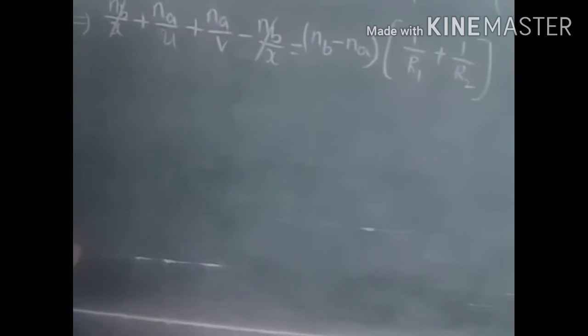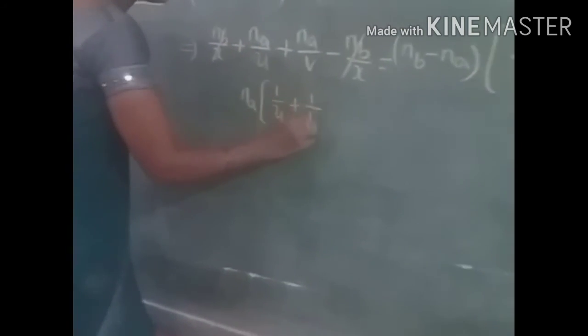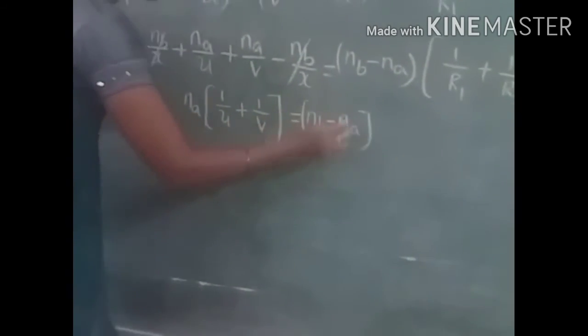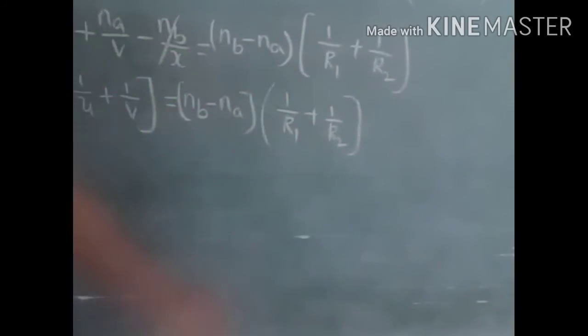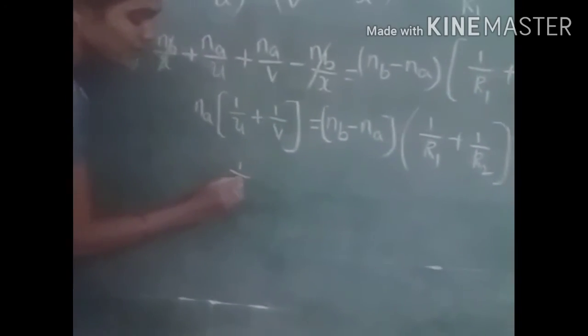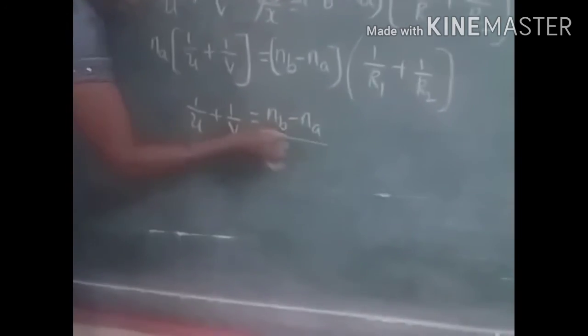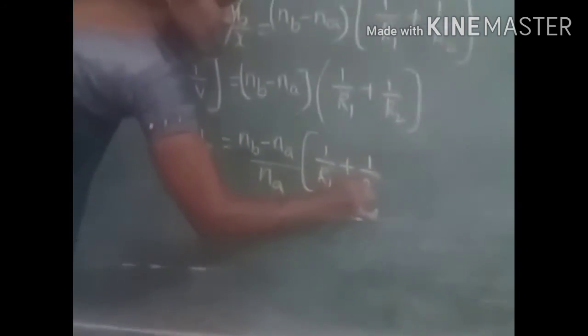Here plus NB by X minus NB by X, these two get cancelled, and from these two terms if we take NA as common, then NA of 1 by U plus 1 by V is equal to NB minus NA of 1 by R1 plus 1 by R2. If we send NA to that side, then 1 by U plus 1 by V is equal to NB minus NA by NA of 1 by R1 plus 1 by R2.